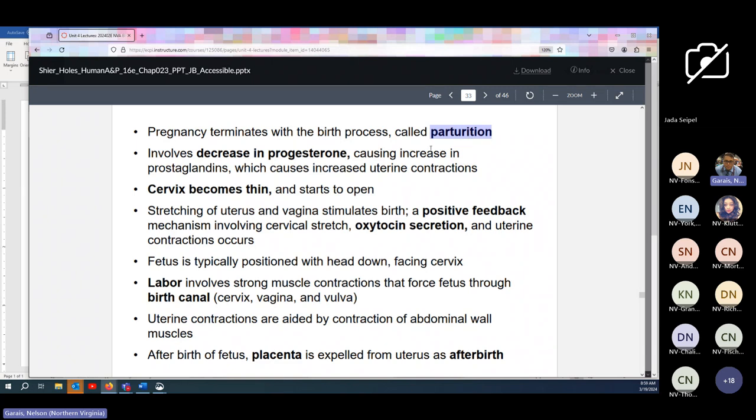This is how I remember it. It's when the baby and mommy get to part ways, right? Of course, there's going to be a decrease in progesterone, increase in prostaglandin.